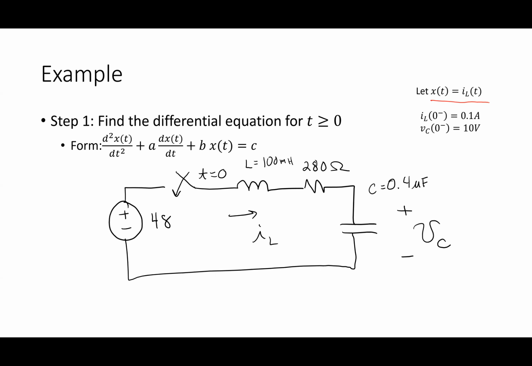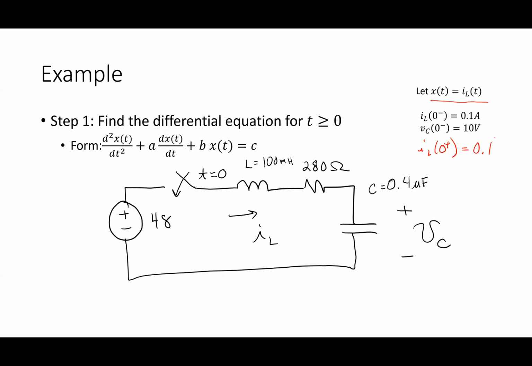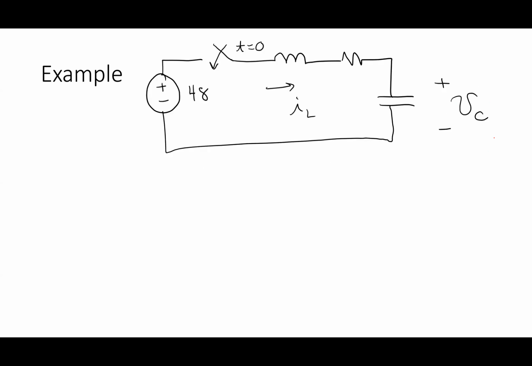One thing real quick: what is iL of 0 plus? 0.1, because iL is always continuous. vC is always continuous too, so what is vC of 0 plus? 10 volts. So the first step in my process is to find the differential equation, and I keep it general. I said x, but in this case I want to do it for iL of t. So how do I do that?